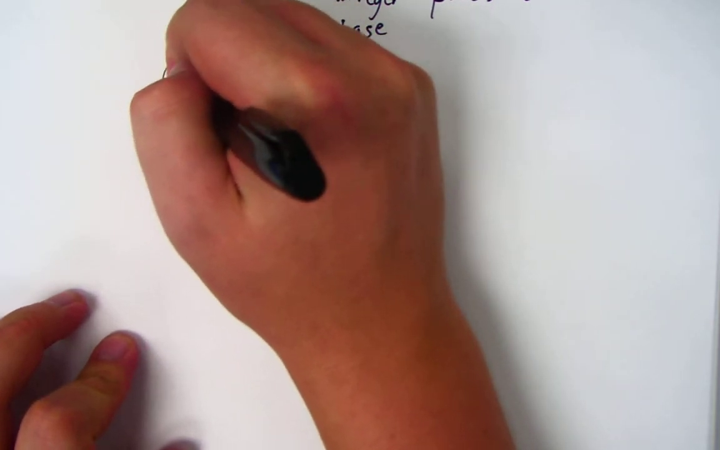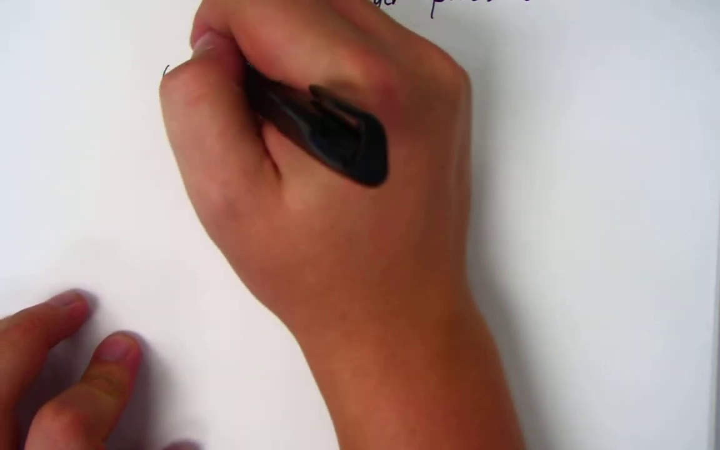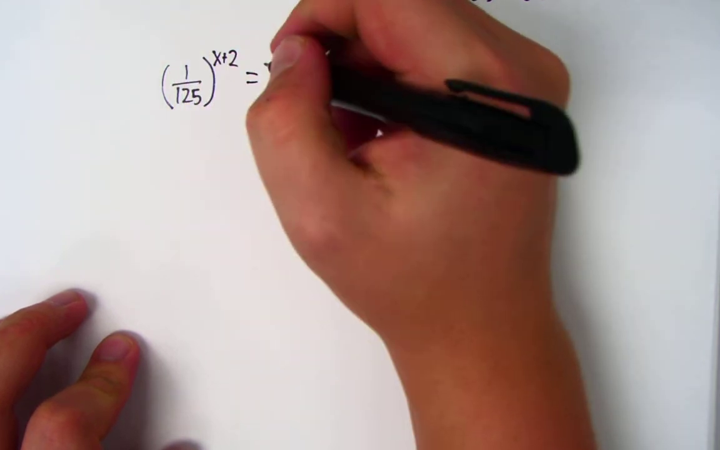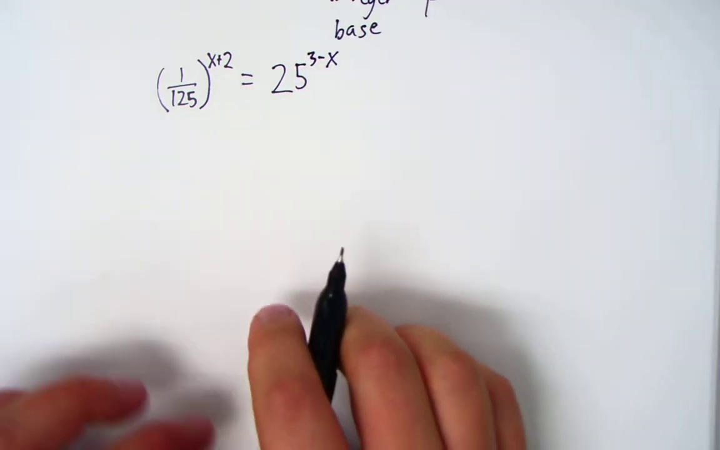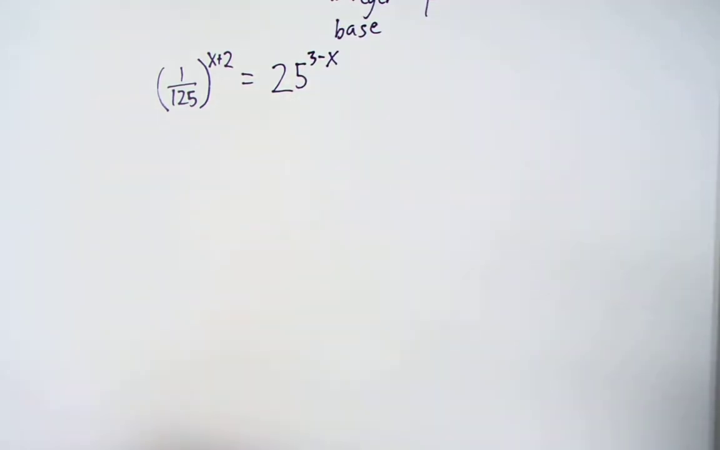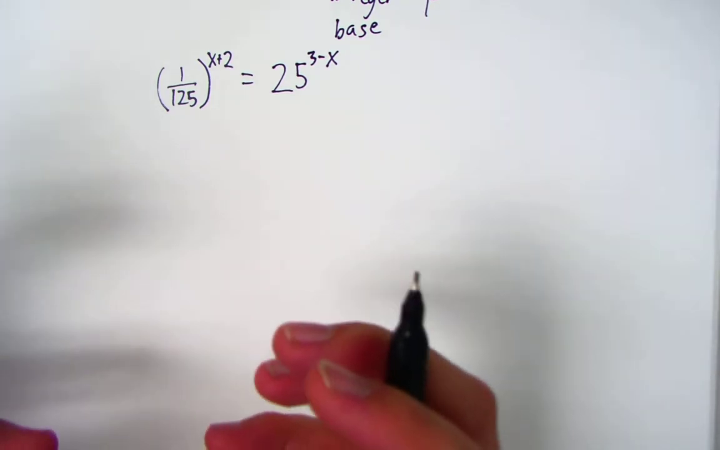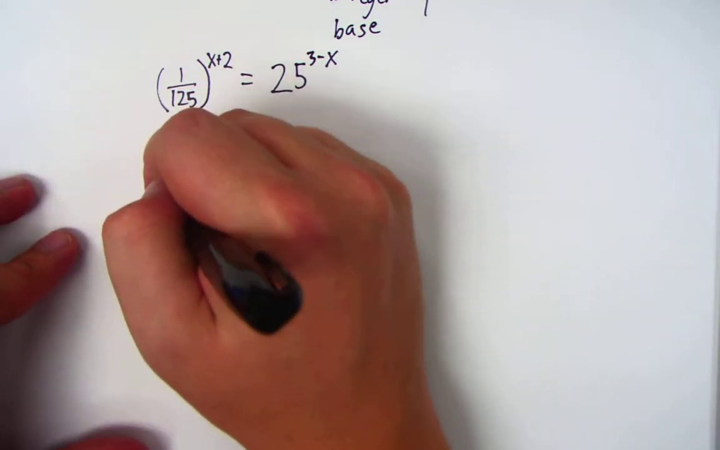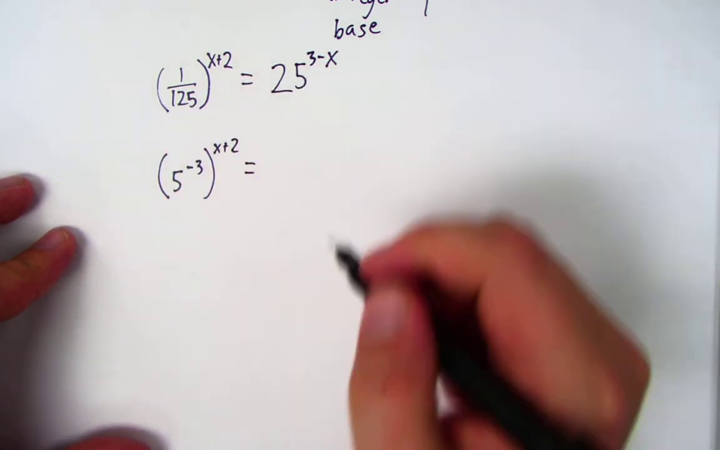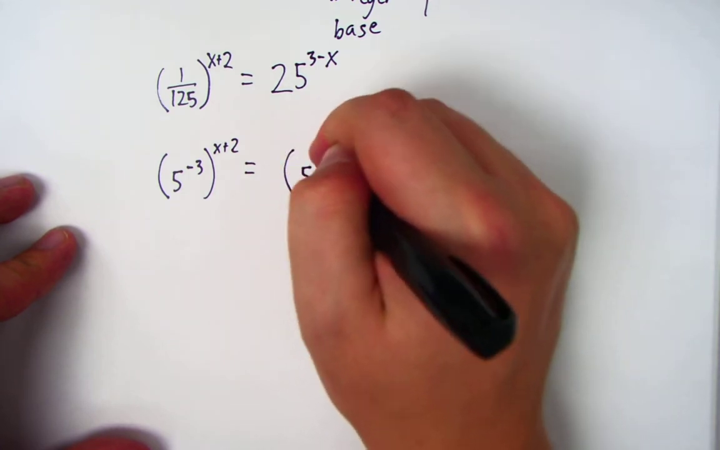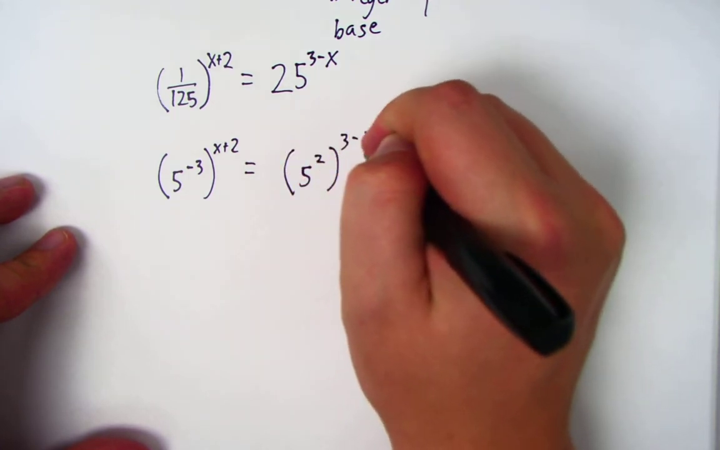So I start off the problem with 1 over 125 to the x plus 2 equals 25 to the 3 minus x. I started off by writing both of them as 5 to the something. Their common thing that they're both powers of is 5, so I write them like that. 5 to the negative 3 to the x plus 2 equals 5 to the 2 to the 3 minus x.